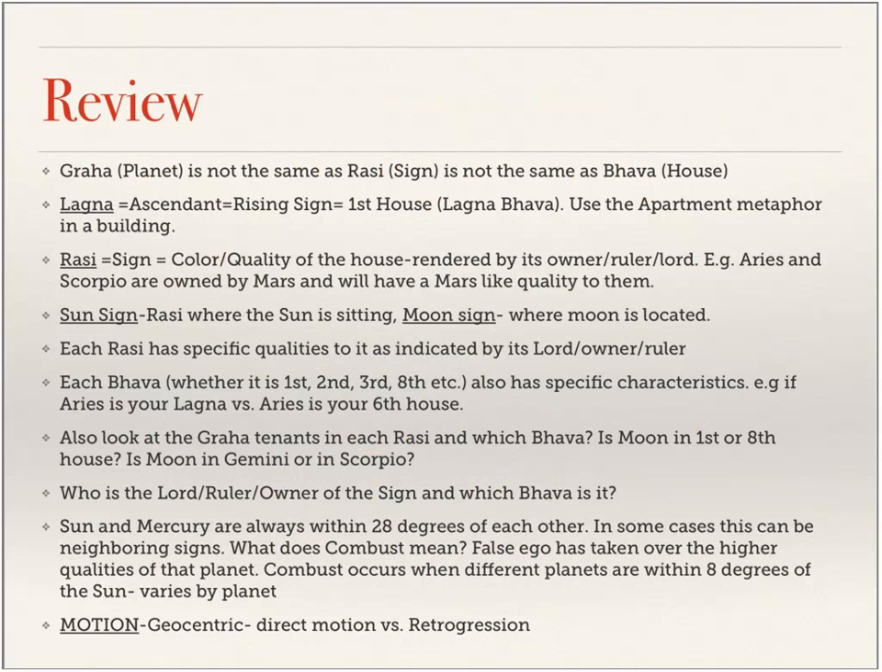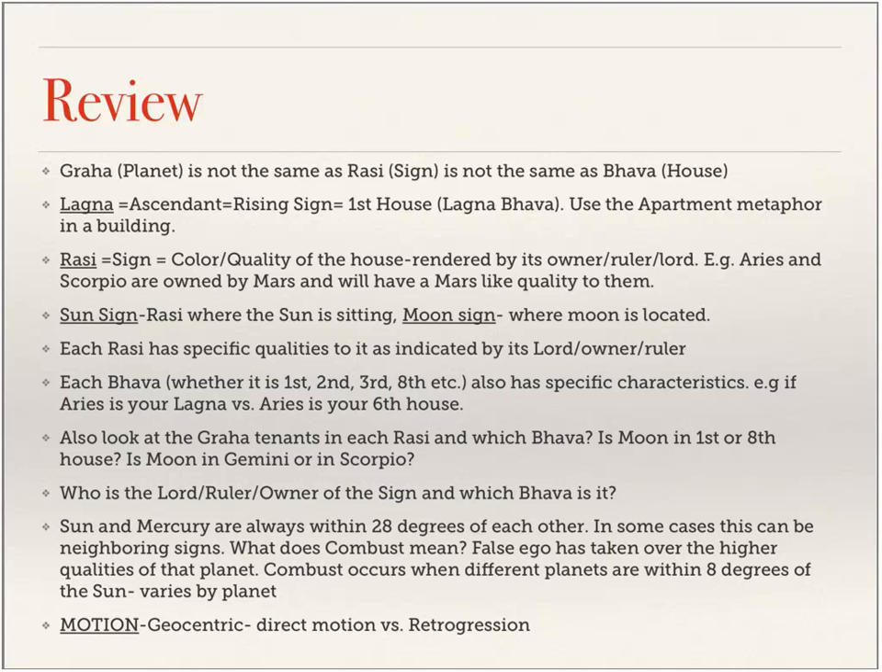If you think about it, and I'm going to draw this metaphor frequently, you're in a building, in an apartment, and the front door to your apartment is your Lagna. Rashi is the sign or the color or the quality of the house, and that's rendered by the owner or ruler of the house. Your first house or your Lagna could very well be Aries, or Gemini, or Scorpio, or Aquarius. Whatever that first house is represents who you are in the world, how the world perceives you.